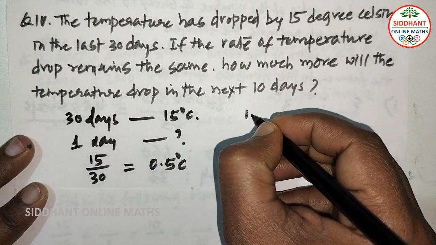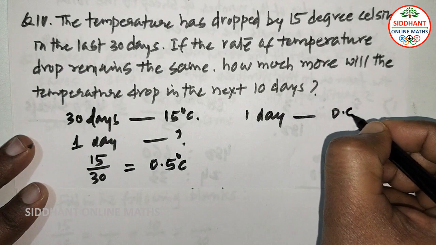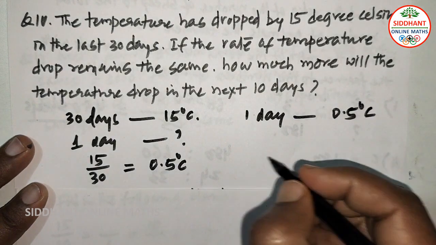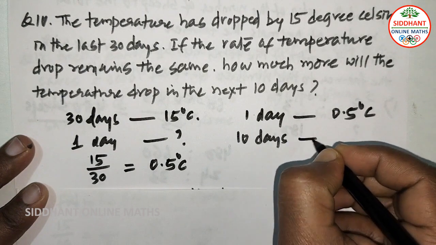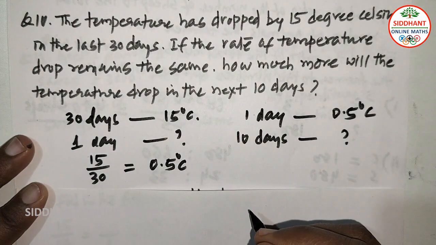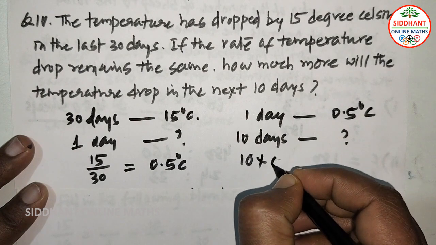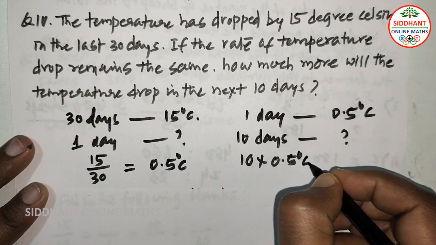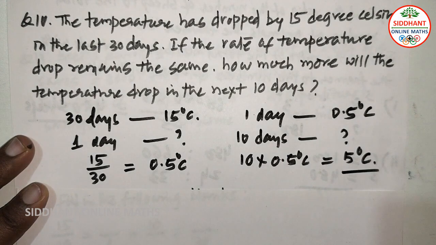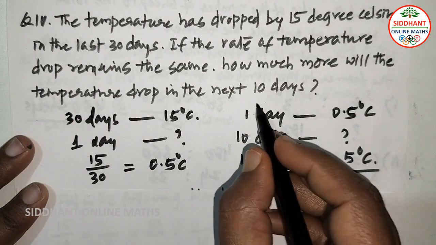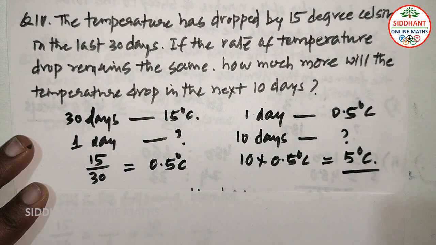So per day 0.5 degree Celsius. In the next 10 days, how much will the temperature be dropped? That will be 10 into 0.5 degrees Celsius, that will be 5 degrees Celsius. So in the next 10 days, 5 degrees will be dropped.